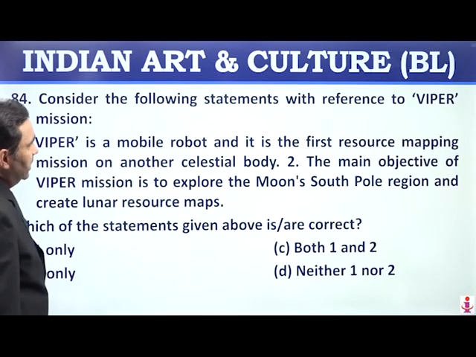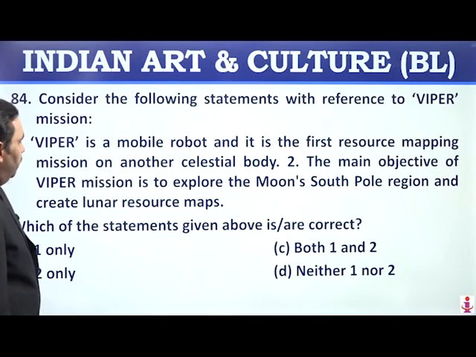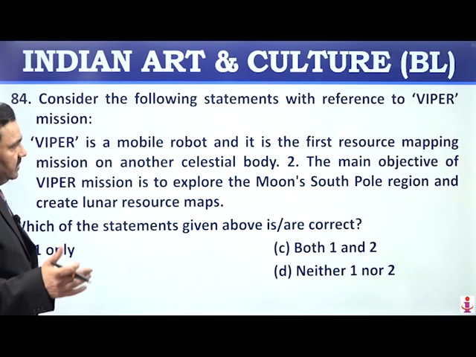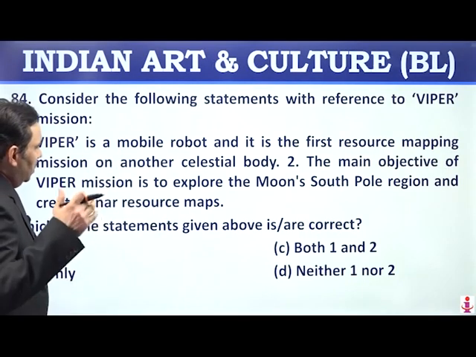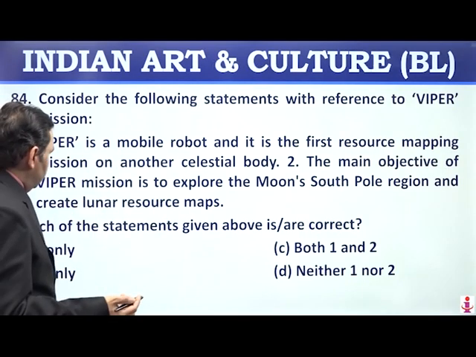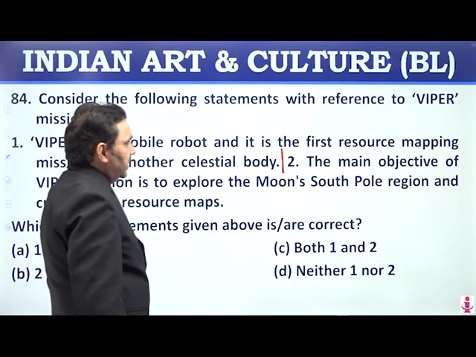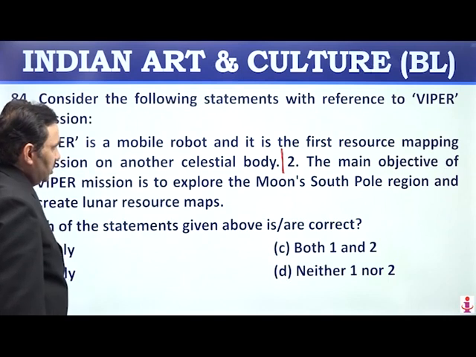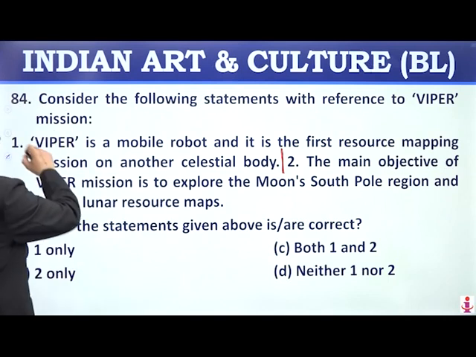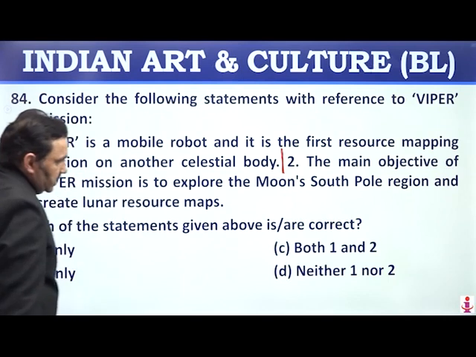84. Consider following statements with reference to Viper. Viper is a mobile robot. It is the first resource mapping mission on another celestial body. That's correct. Point number 2. The main objective of Viper mission is to explore Moon's south pole region. First and second both are correct. Option is C.